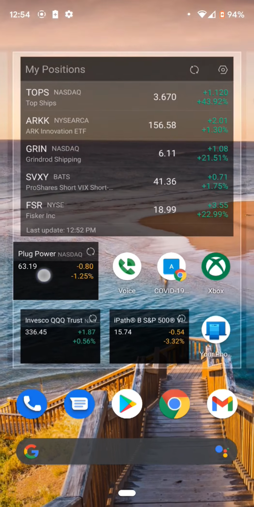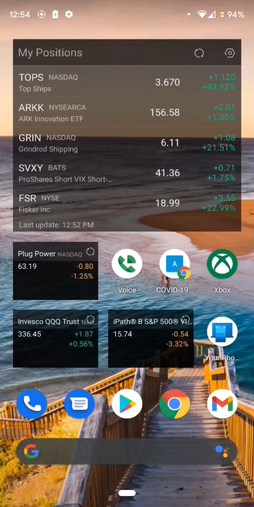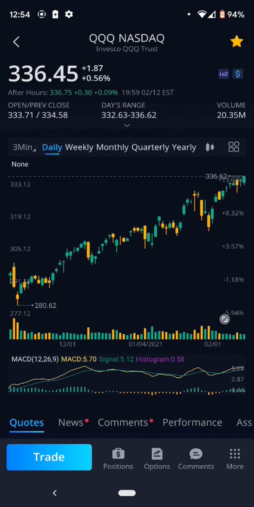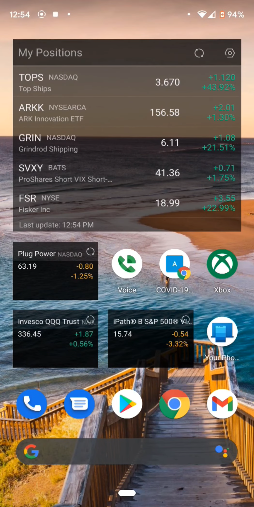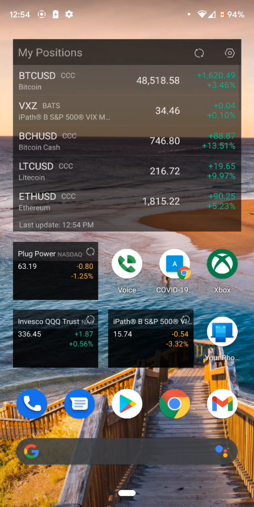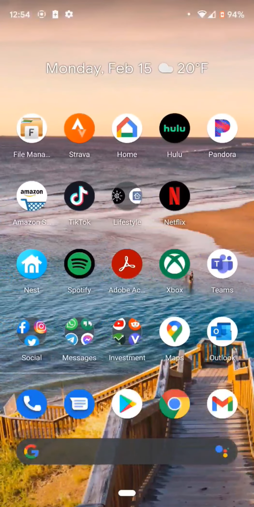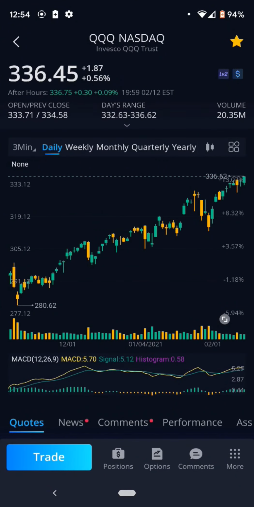These are just tiles that you can put any saved stock ticker on and just track it that way. And you can refresh it by clicking on that icon. So let's get into it. You can click on the widgets or the app itself to get into the app. Here's the app.